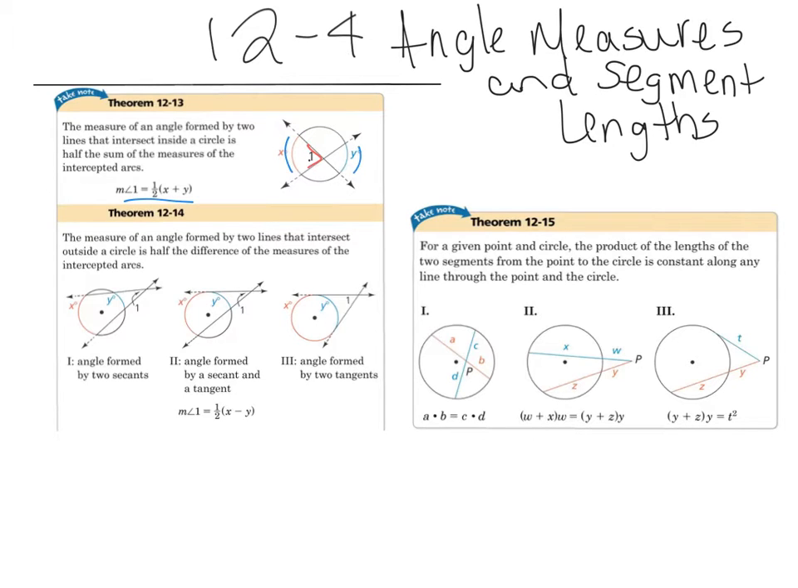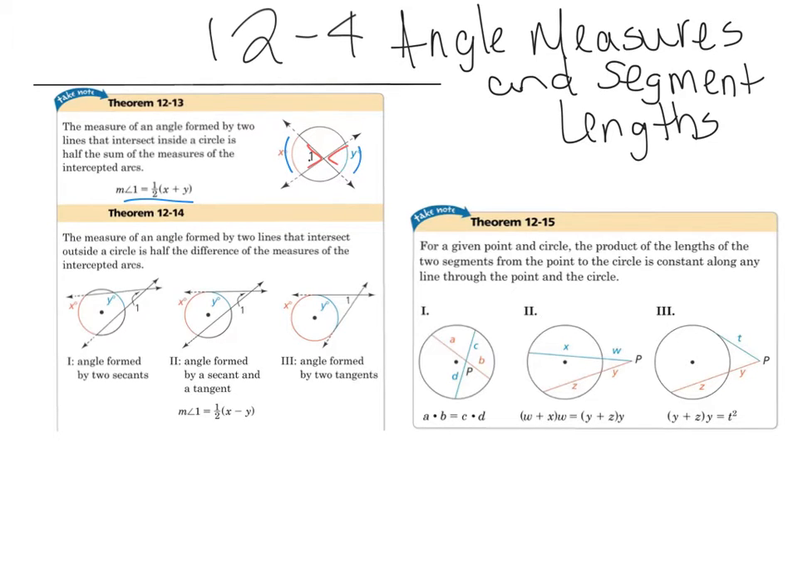Okay, so basically 2 lines that intersect inside of a circle, remember that these angles are congruent because they're vertical angles, the 2 red ones. So if you want to know what one of those angles are, you just add the 2 arcs and divide them by 2. The second theorem that you need to know is theorem 12-14.